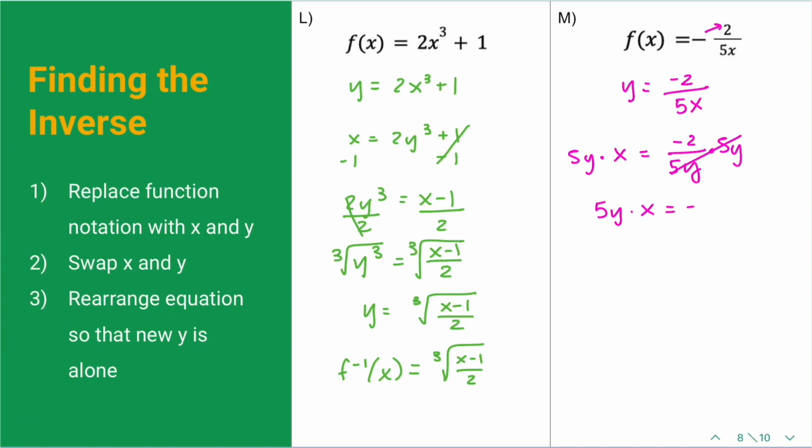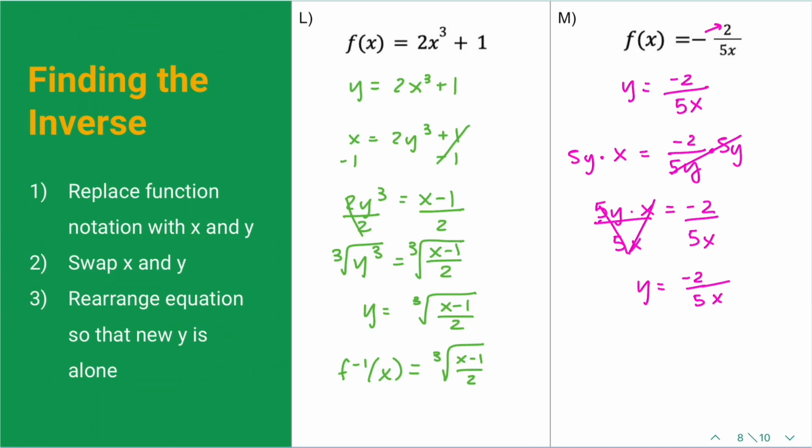5y times x equals -2. Now y is not in the denominator, so I can deal with it a little better. You also, on the previous step, could have written x over 1 and cross multiplied. You would get the exact same thing. Then I need to get y alone. It's being multiplied by 5 and x, so I can divide by 5 and x to get y alone. So y would be -2 fifths, and then x would be in the denominator, so -2 over 5x.